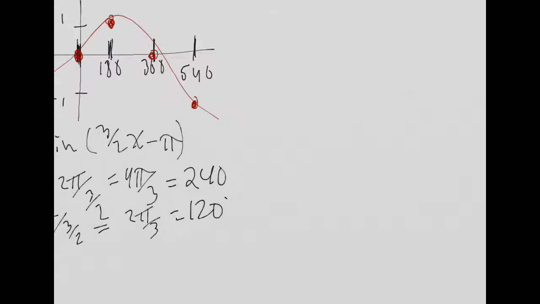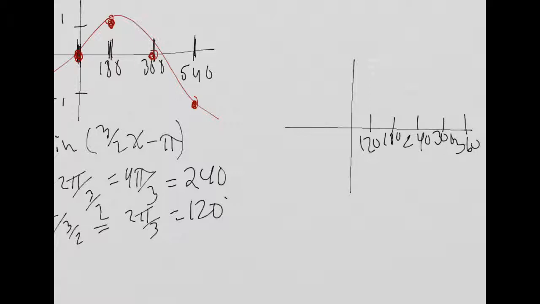Okay, so this graph is starting at the phase shift of 120. It's going to end at 120 plus the period. 120 plus 240 is 360 degrees. And now I need to find the other three markings in between. So that one is 240, 180, and 300.